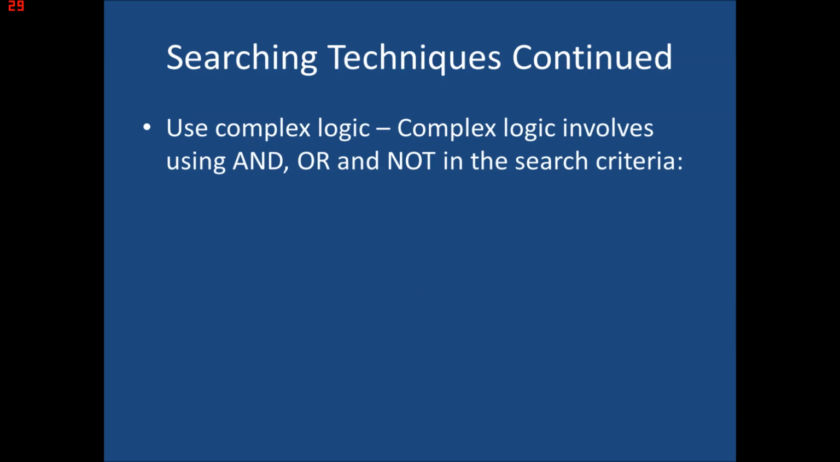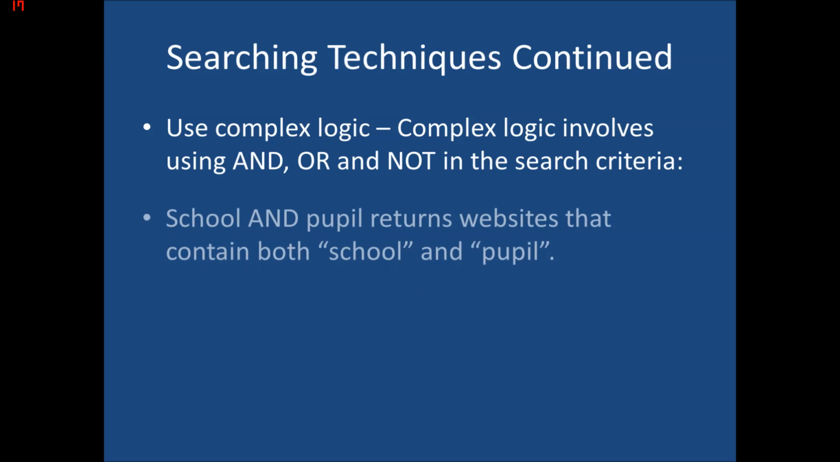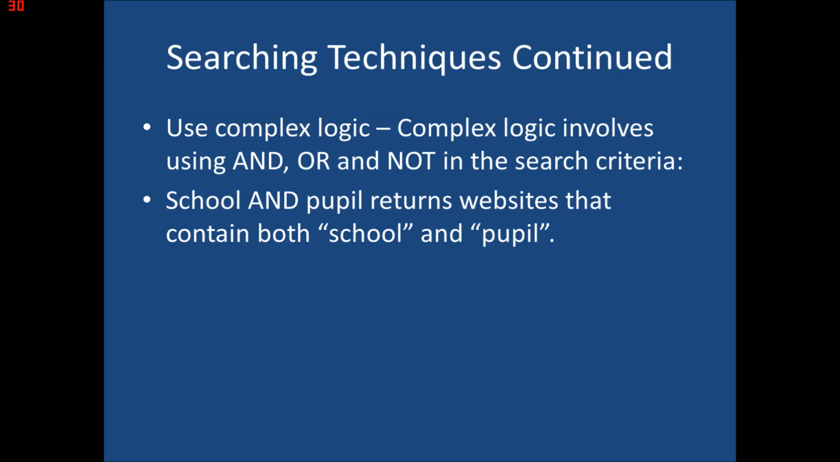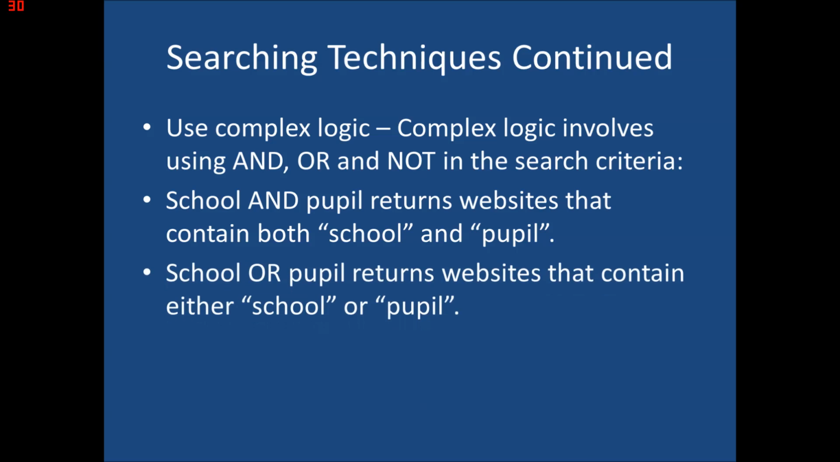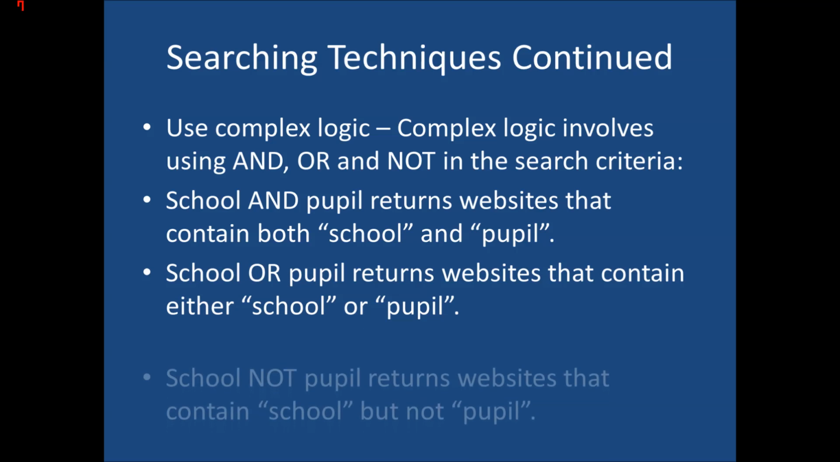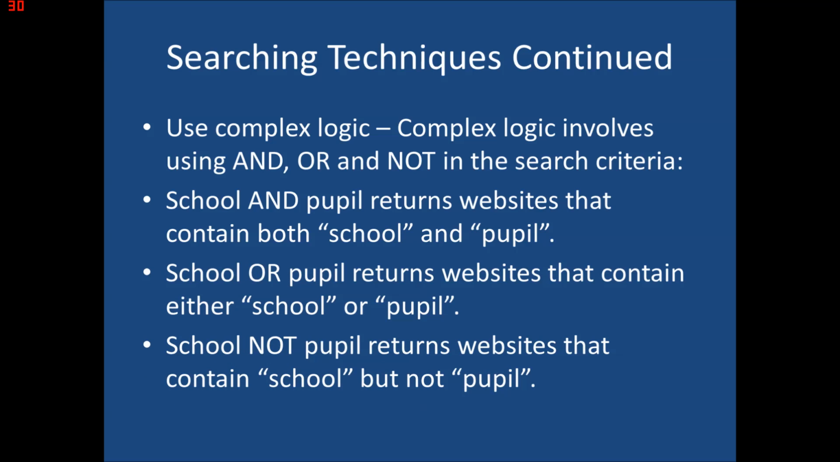Now this is a weird one. Use complex logic. Complex logic involves using and, or, not in the search criteria. Now I think this one's pretty much straightforward, but just to give you a few examples, if you type in school and pupil, you'll get both school and pupil returned. School or pupil, you get returned school or pupil. School not pupil, returned school not pupil.